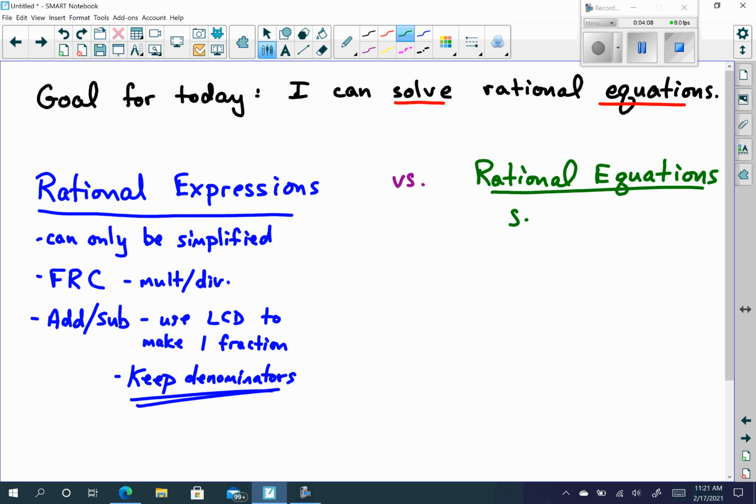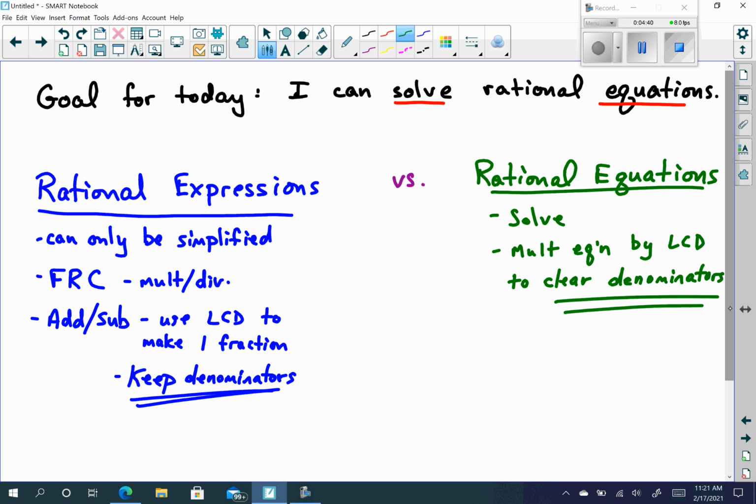Over here for rational equations, we want to solve. But we use our LCDs, we end up eventually clearing the denominators. So we multiply, I'm going to abbreviate the equation this way. We multiply the equation by the LCD to clear. We want to get rid of the denominators. So clear denominators with equations, keep denominators when we're adding and subtracting fractions.